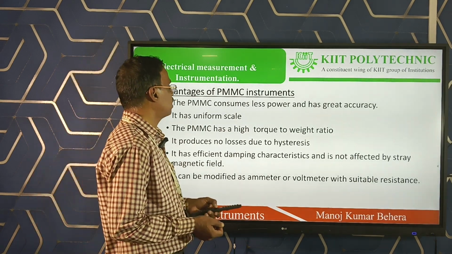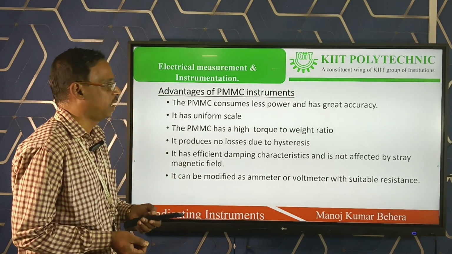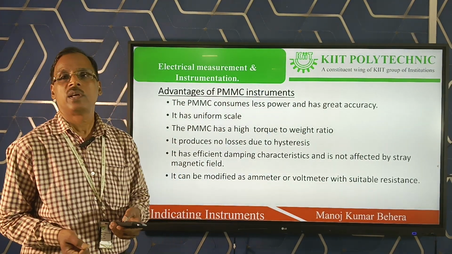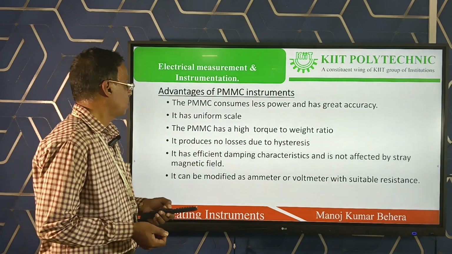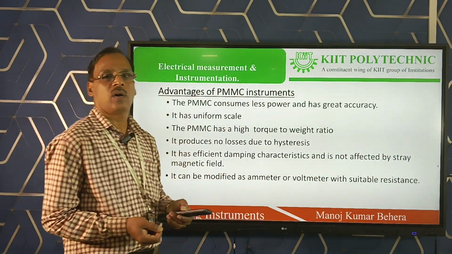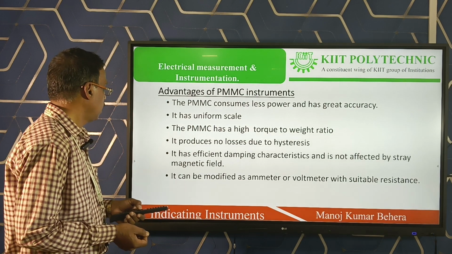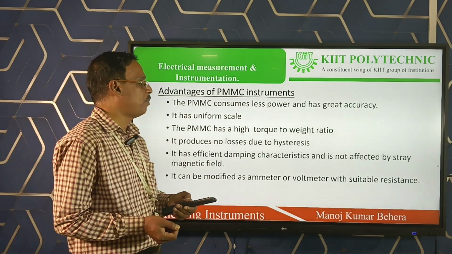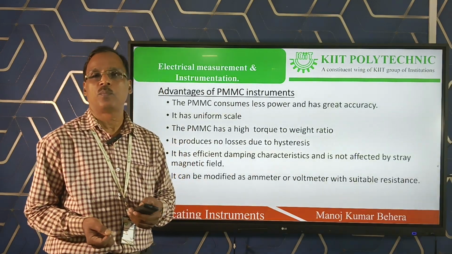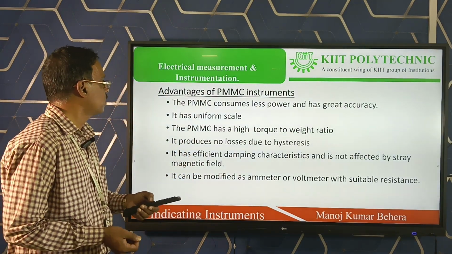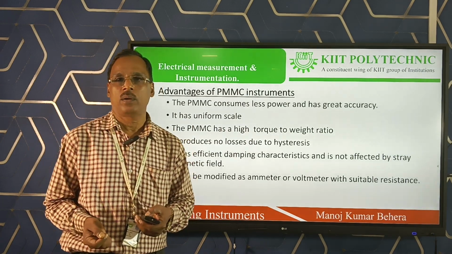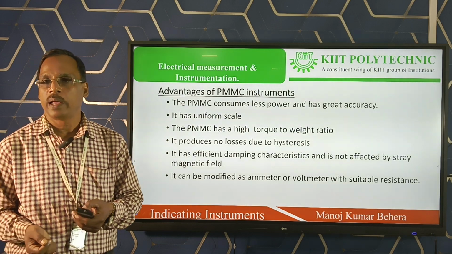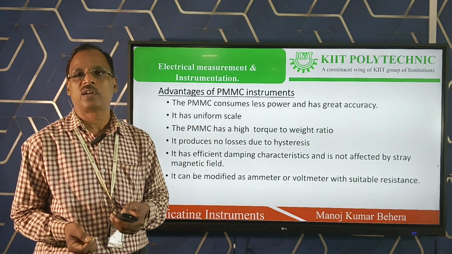What are the advantages of this PMMC instrument? The PMMC instrument consumes less power, so it has great accuracy. It has a uniform scale. PMMC instrument has high torque ratio. It produces no losses due to hysteresis. And efficient damping is provided due to the permanent magnetic field. This PMMC instrument can be modified to ammeter and voltmeter by connecting any suitable resistance either in series or parallel.